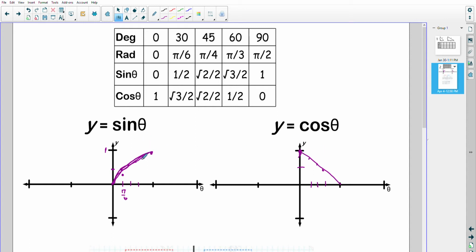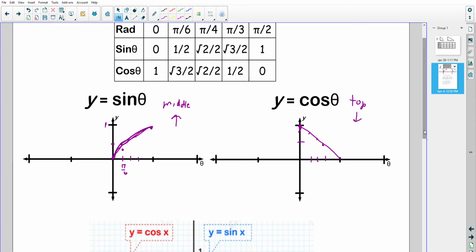Now, what you have to remember in order to graphing the trig functions is this. The sine graph is going to start in the middle and go up. The cosine is going to start on the top and go down. And we're going to use these as we get to more complicated graphs. And this is just the first quadrant to pi over 2.